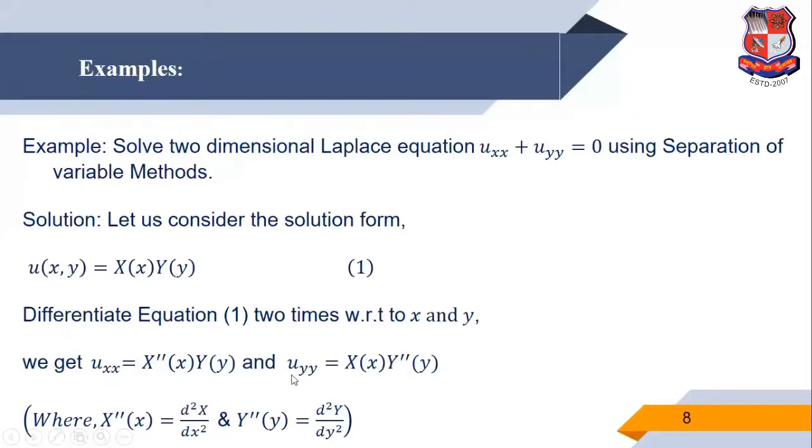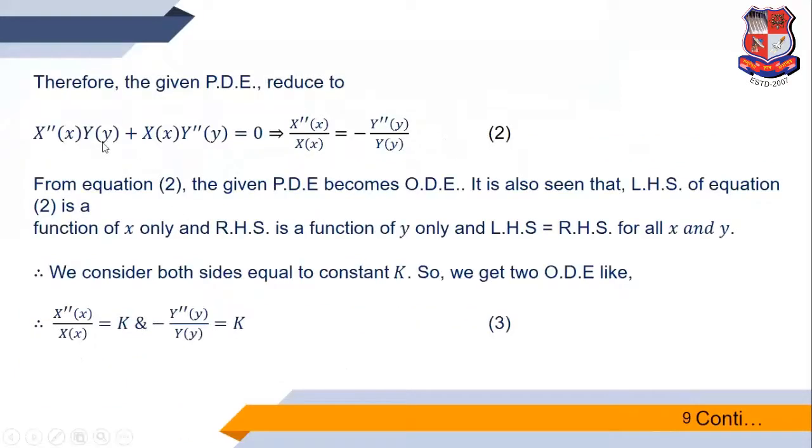Now we put uxx and uyy in the given equation. Then the equation is reduced to X double dash of x, Y of y plus X Y double dash is equal to 0. Now we separate both. So X double dash upon X is equal to minus Y double dash upon Y. So again, from equation 2, the given PDE becomes an ODE.